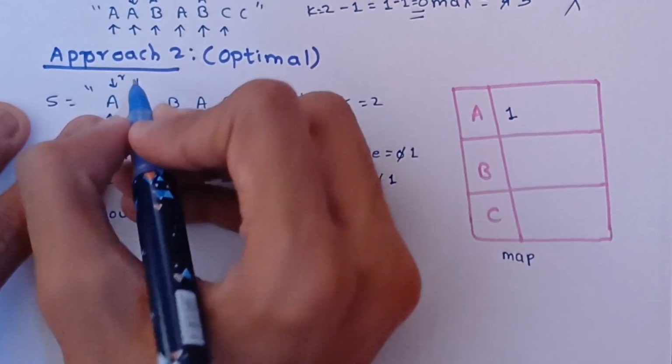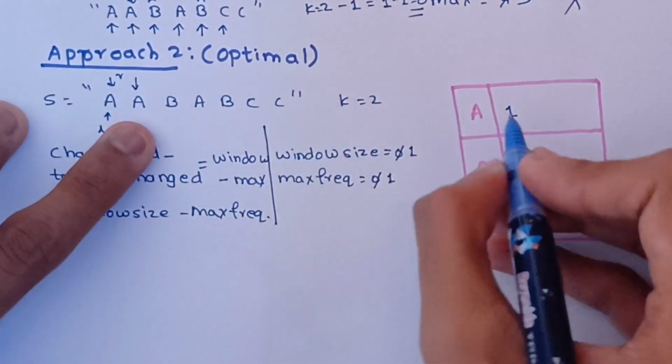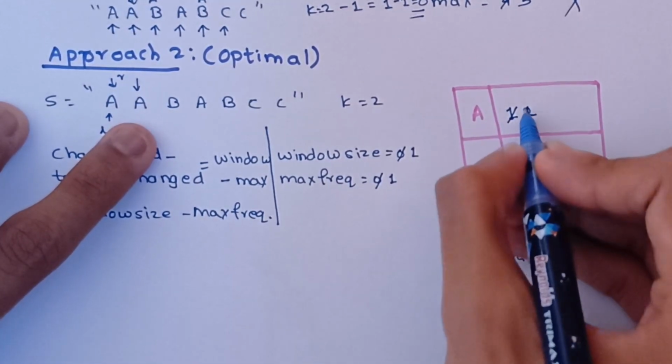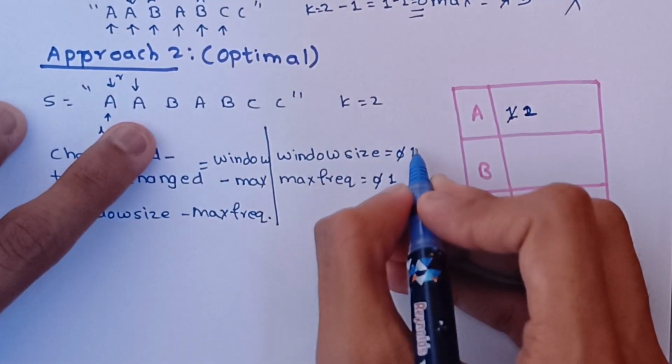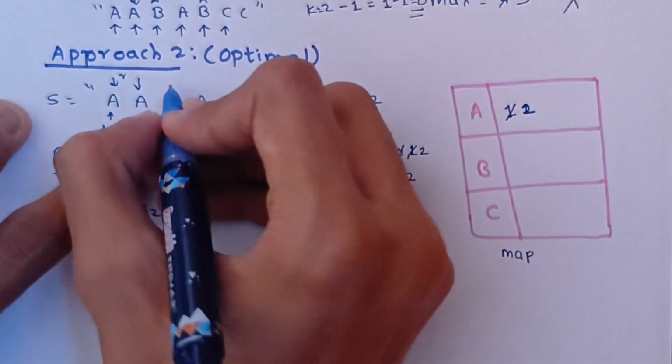Now the right pointer is here. Now it will increment the frequency in the hash map. It will become 1 plus 1, 2, and the window size will also become 2, and the maximum frequency will also become 2 as it moves here to b.